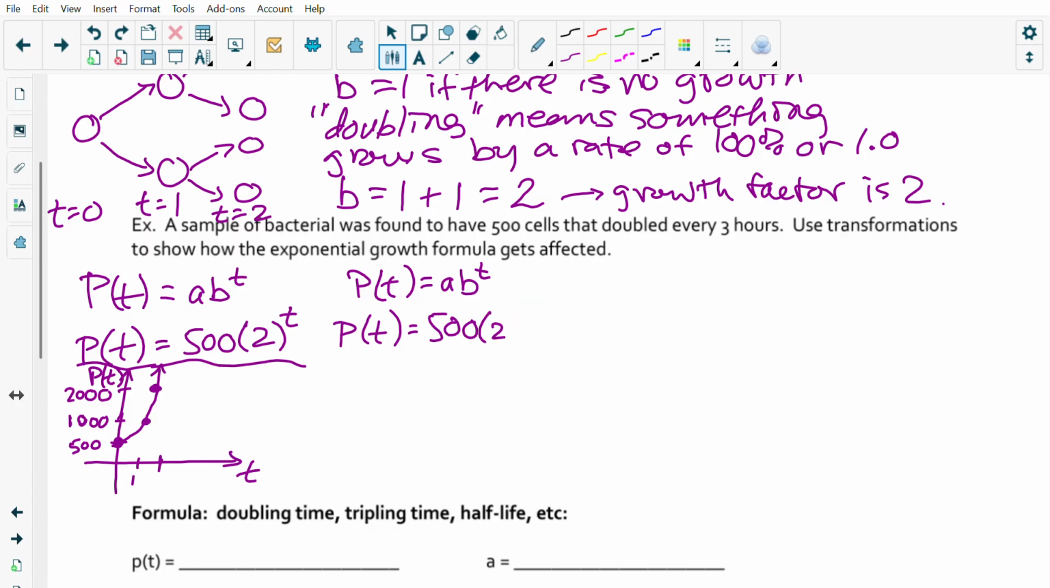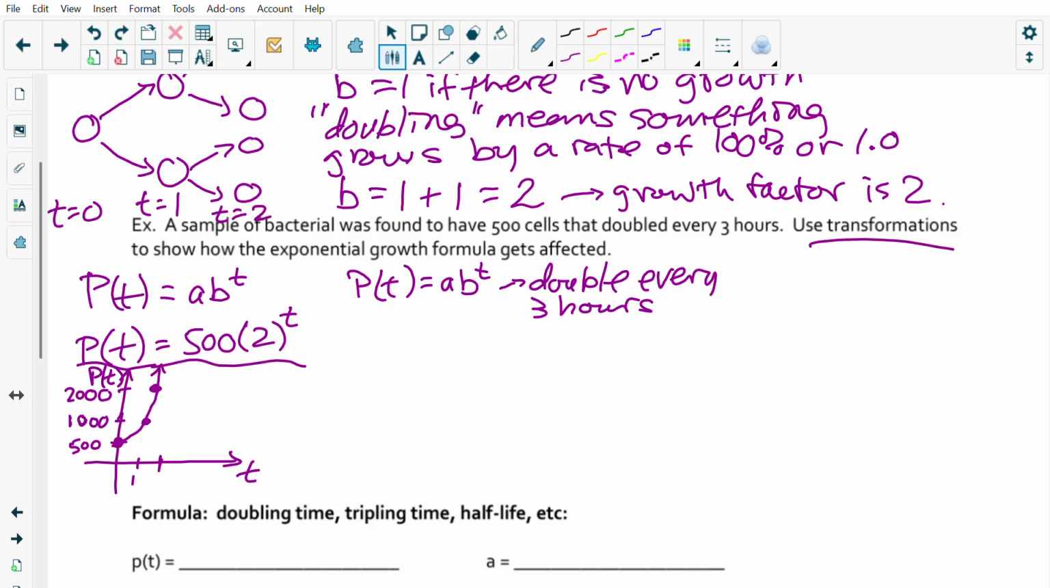Now, how is it being affected when it doubles every 3 hours? Well, let me leave it blank for now. And we say, what happens when we double every 3 hours? What sort of transformation is occurring? Let's graph this and find out.